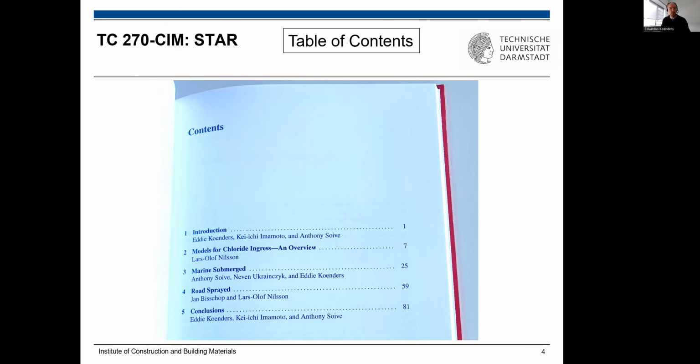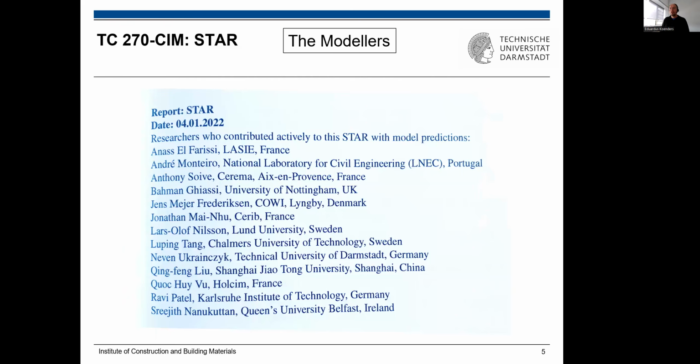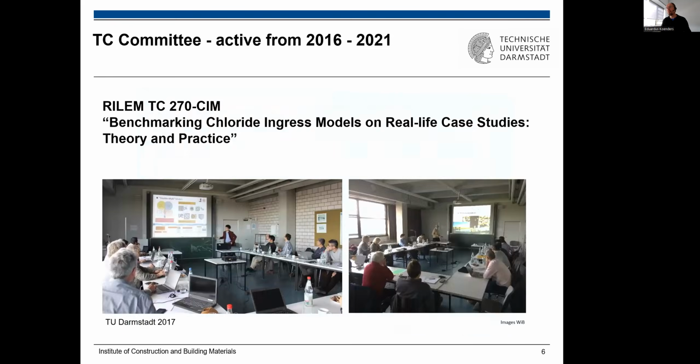That's the whole report. Of course, I'm very thankful to all the modelers. Unbelievable. We managed to get this team very active, providing all kinds of results, with analytical models, with numerical models, discussing it. Yeah, it was very good. I think it was very good. It's really a reference work that RILEM can build further on.